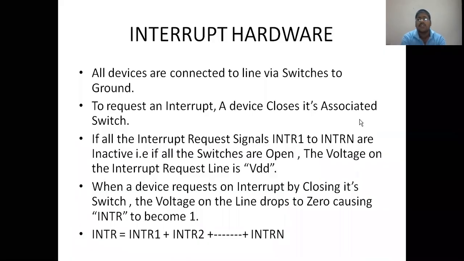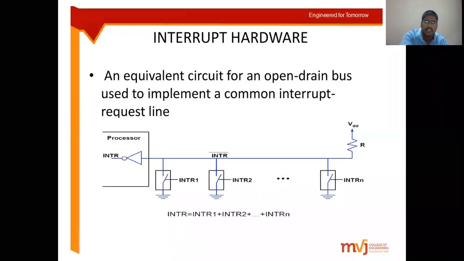Yeah, so that's what they are going to discuss here. All devices are connected to a line via switch to the ground. If you observe in the previous figure, this will act as a switch. The main purpose of a switch is on and off operations, and every device is connected to the ground. If the switch is in the open state, like this, then there won't be any short circuit and the entire voltage will reach the voltage that is present at the VDD. The entire voltage will travel from here to here.